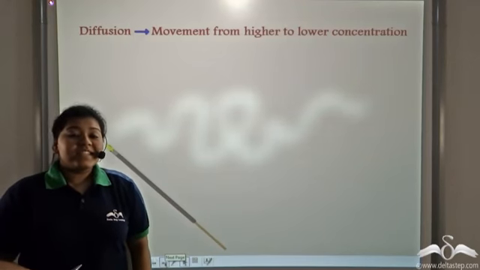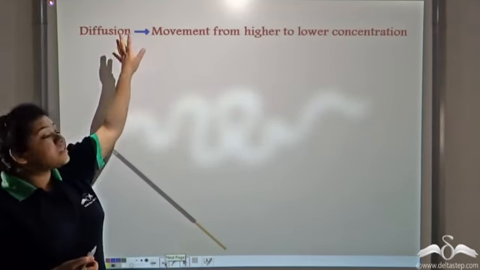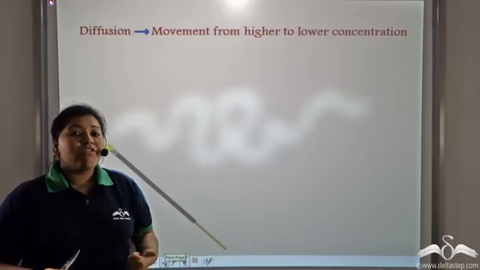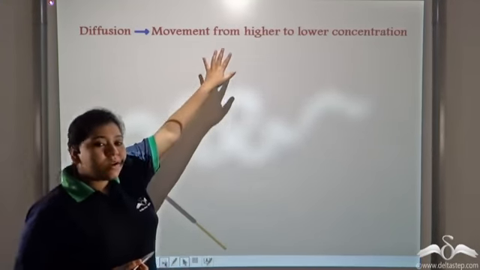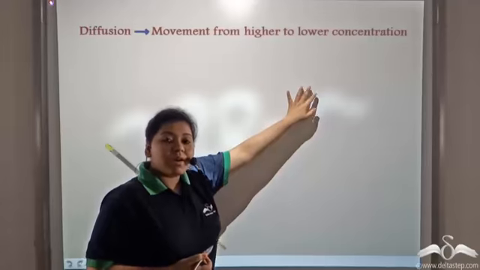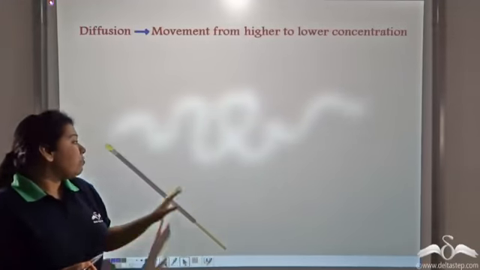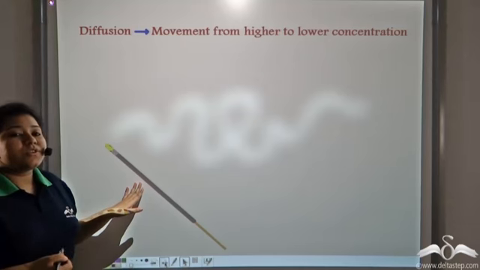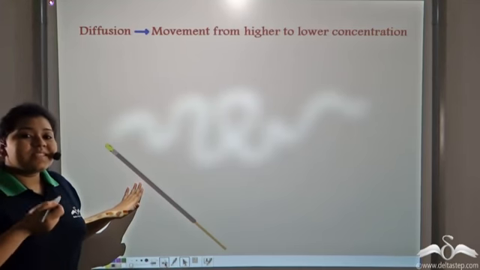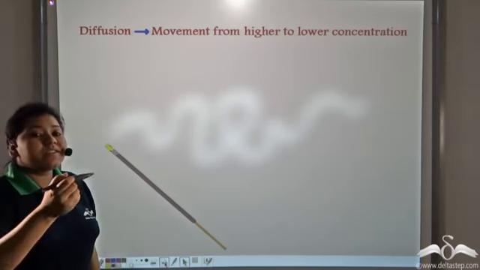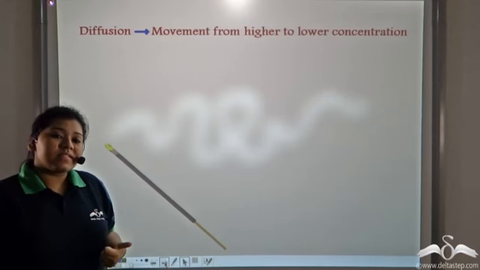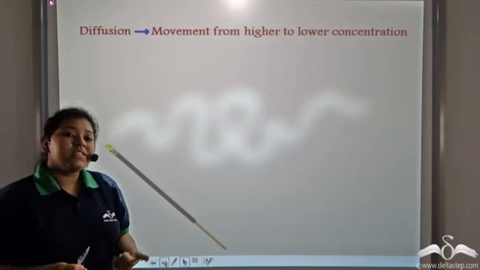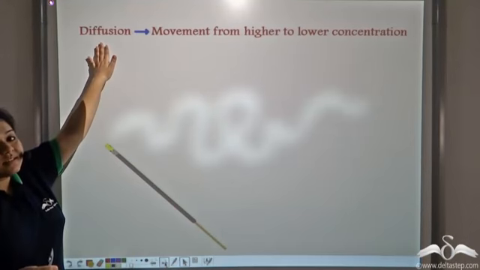Now, we've studied in physics about diffusion. Diffusion is the movement of molecules from higher concentration to lower concentration. Now, if we burn an incense stick in one corner of the room, you will get the smell in other parts of the room within a few minutes. So this entire process is happening due to diffusion.